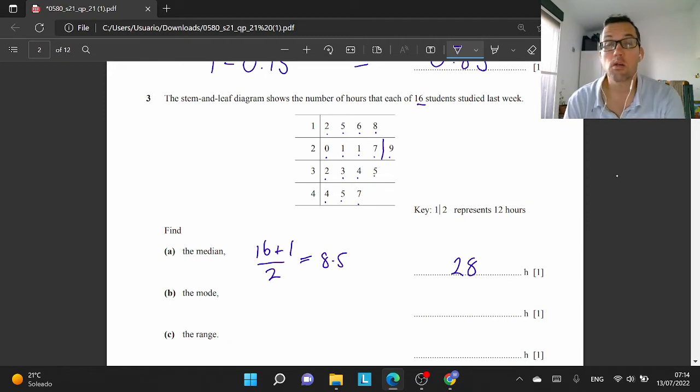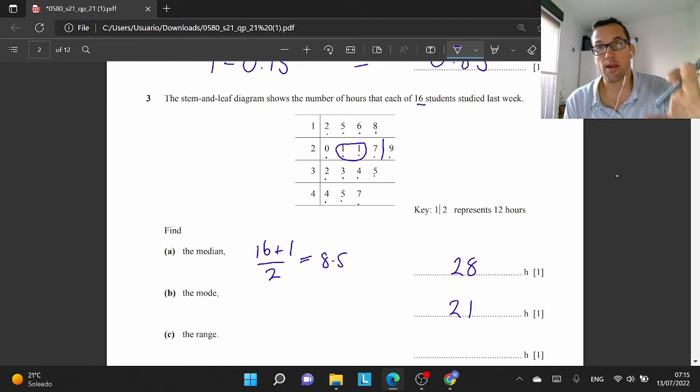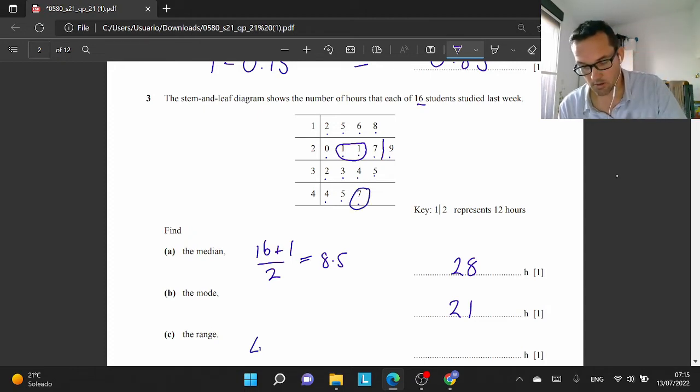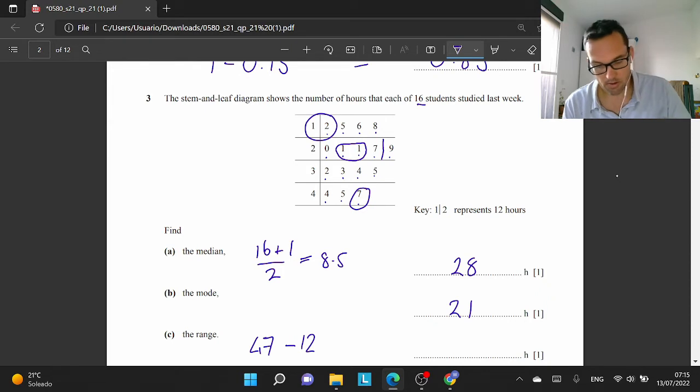Right, the mode, the most. Which number occurs the most? We look over here, there's only one space where there's 2 numbers next to each other, and these 2 are 1. So the answer is not 1, but of course 21 hours. Okay, and then the range: biggest value, which is the last one, 47, minus the smallest value, the first one, 12, gives us 35 hours.